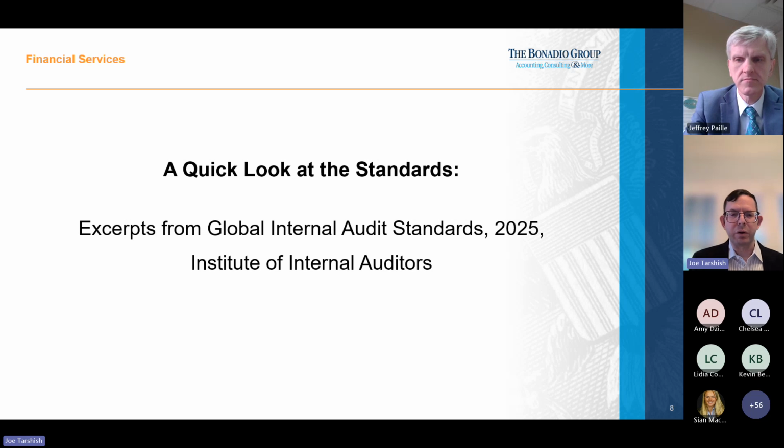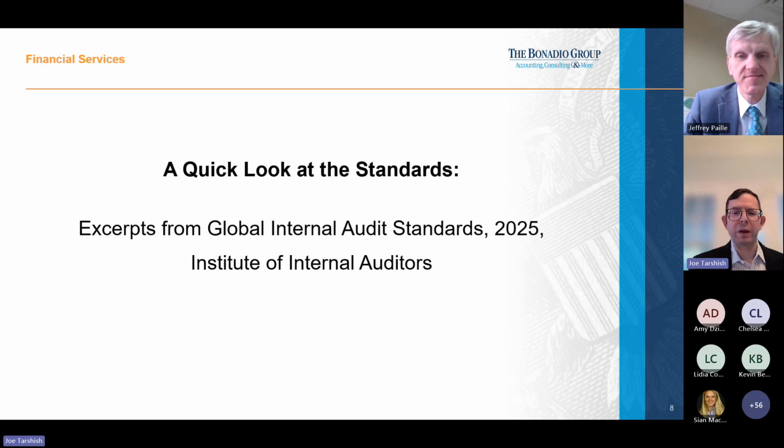Let's take a very quick look at the standards. You can find them on the IIA website. We'll look at them briefly, but the way the standards are organized is worth talking about a little bit. There are 5 domains. Under the 5 domains, there are 15 principles, and within the 15 principles are 52 standards.